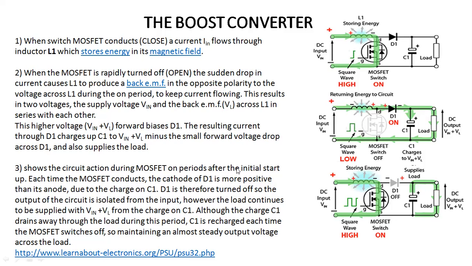Here we can say this circuit shows what happens during the period when the MOSFET is on, after the initial startup, because each time the MOSFET conducts, the cathode of the diode is more positive than its anode due to the charge on the capacitor. So D1 is turned off, and the output voltage is isolated from the input voltage, however the load continues to be supplied. The charge on C1 drains away through the load during this period.